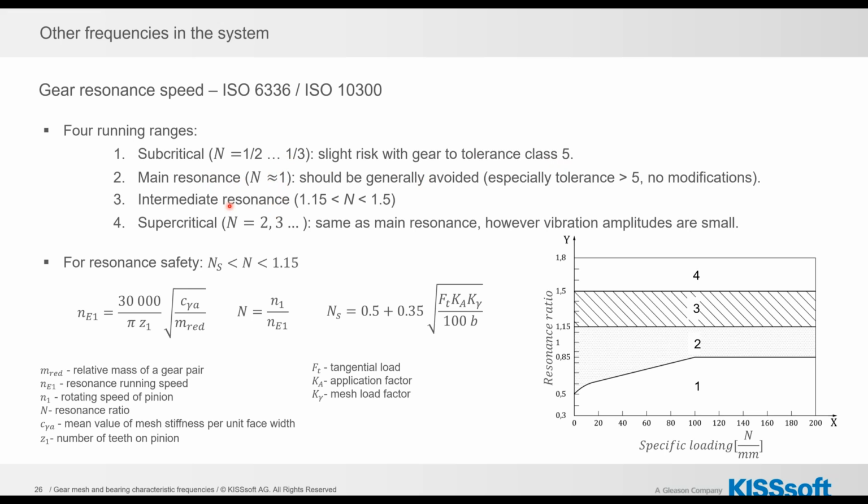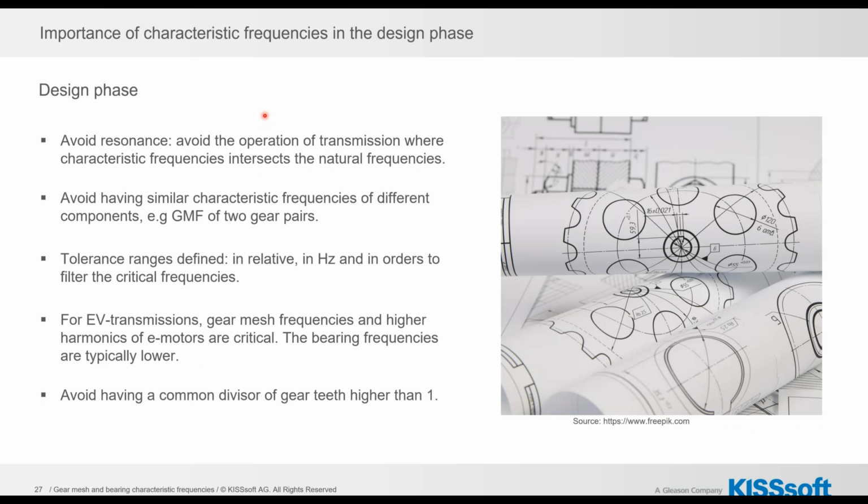And this resonance, according to the standard, is dependent on the relative mass of the gear pair and also on the mean value of the mesh stiffness per unit of face width, and of course on the number of teeth on the pinion. And this gear resonance speed could be shown as a horizontal line inside the gear frequency calculation, and I'll also show it later in Keys Design.